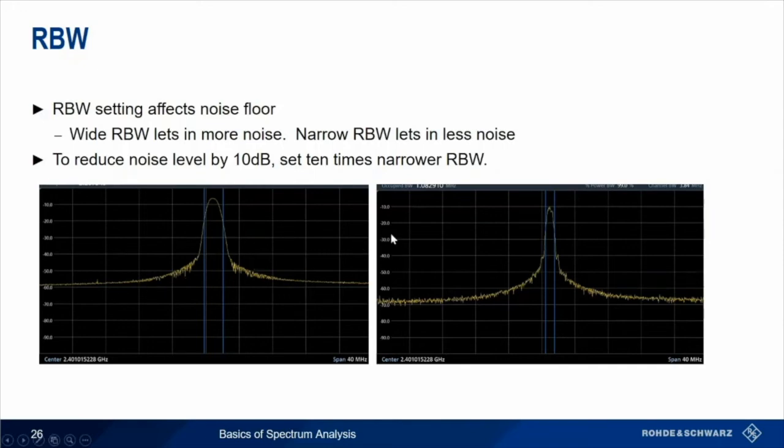And this is a great example. Again, all the settings, kind of the display is the same. You can see over here on the left-hand side, we're a little less than negative 60 dBm. On the right-hand side, we're a little less than negative 70 dBm with a resolution bandwidth that was decreased by a factor of 10.